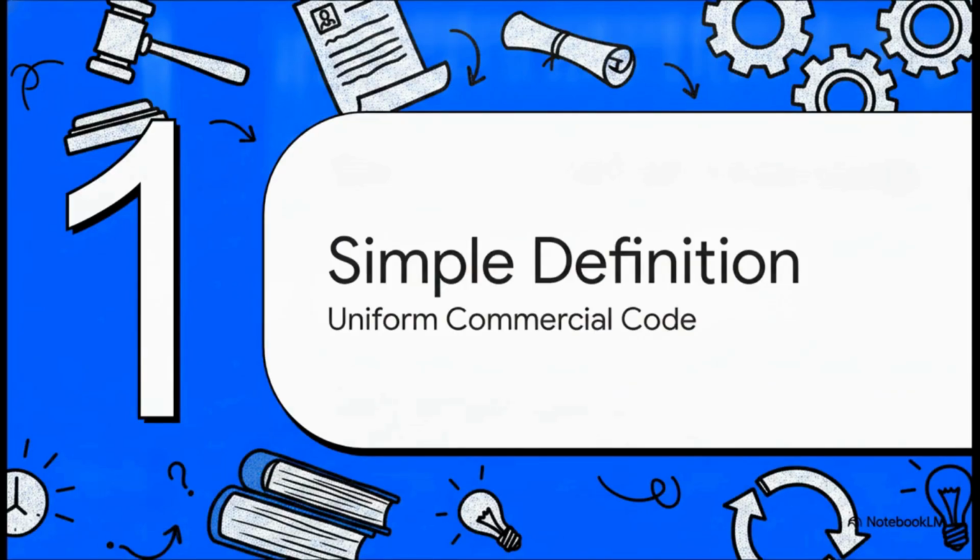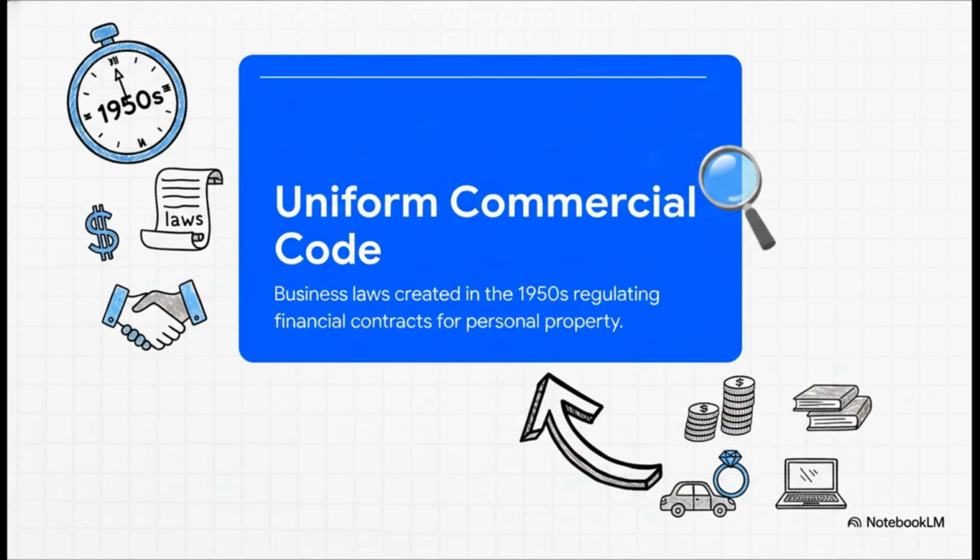Part 1. A simple definition. Let's start with the basics. The Uniform Commercial Code, or UCC for short, is a set of business laws created back in the 1950s. Their main job is to regulate financial contracts that deal specifically with personal property. Notice the focus there is strictly on personal property, not the real estate itself. Understanding this distinction is key to protecting your investments as a real estate professional or buyer.